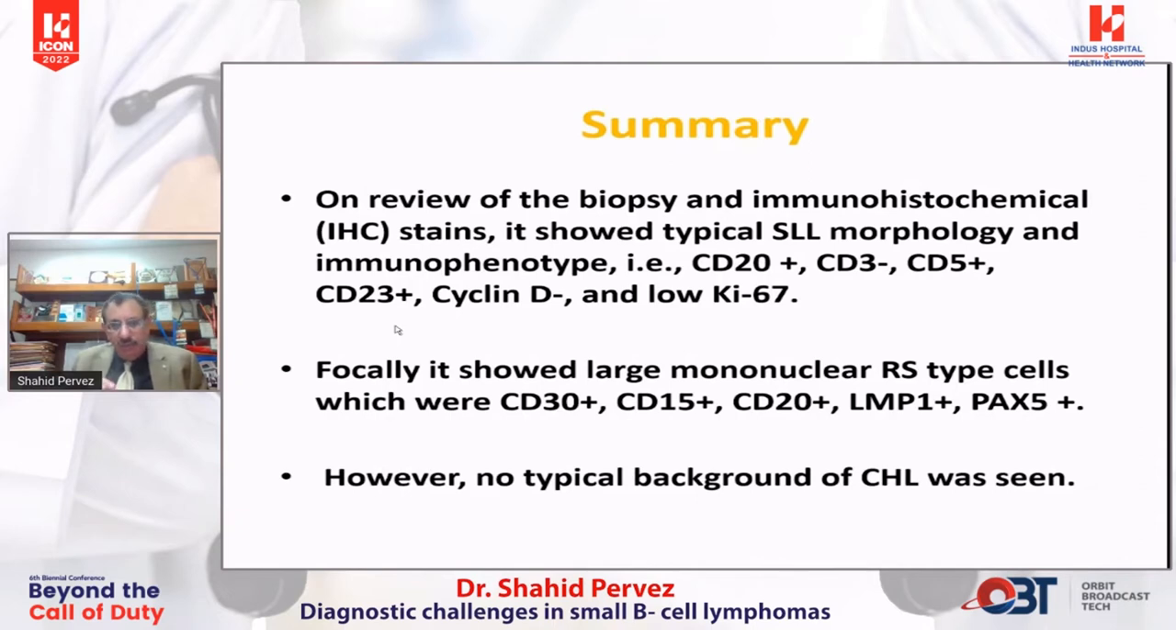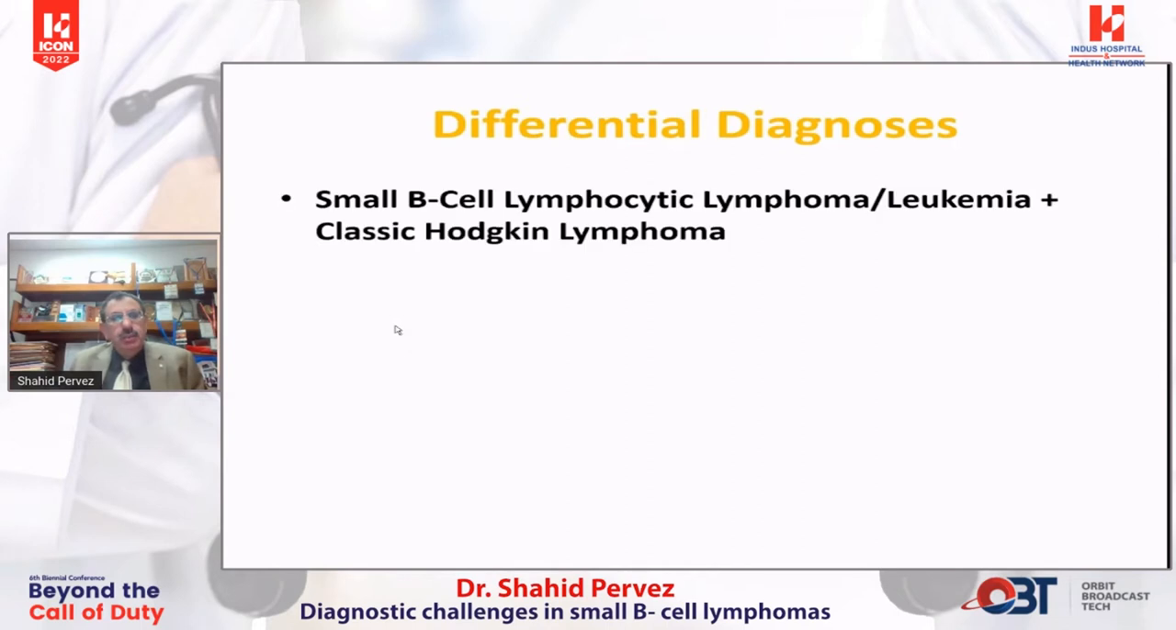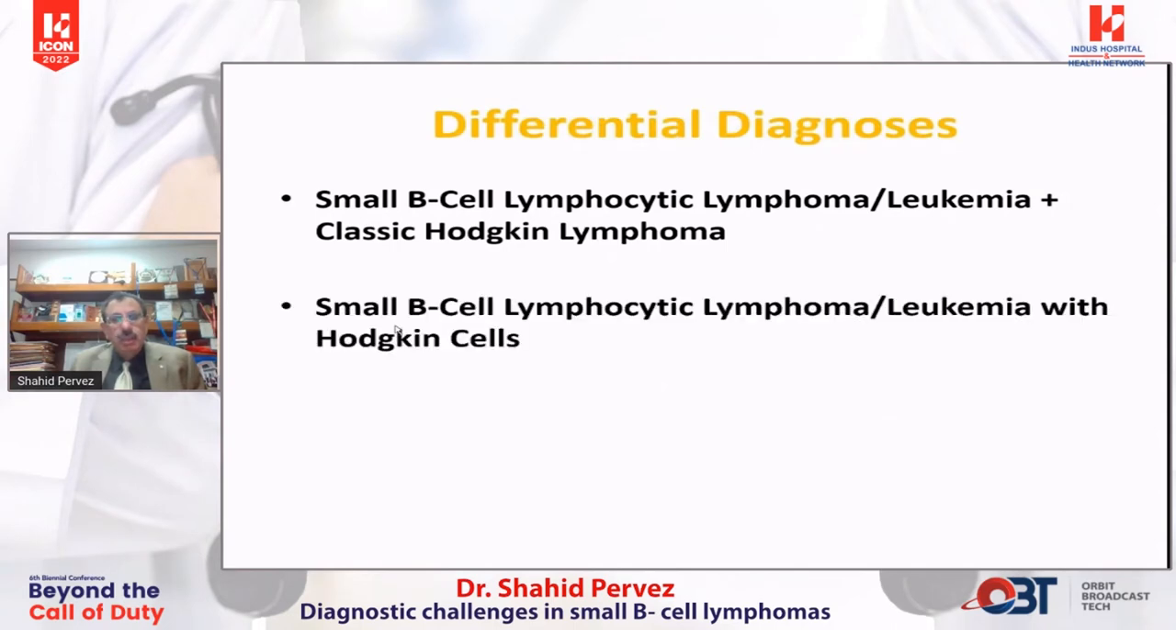However, one thing was striking, that no typical background of classic Hodgkin's lymphoma was seen. Because in classic Hodgkin's lymphoma, almost always we see an inflammatory background. So that was absent. So did we include it as diagnosed before, SLL plus classic Hodgkin's lymphoma, or a small B-cell lymphoma leukemia with Hodgkin's cells?